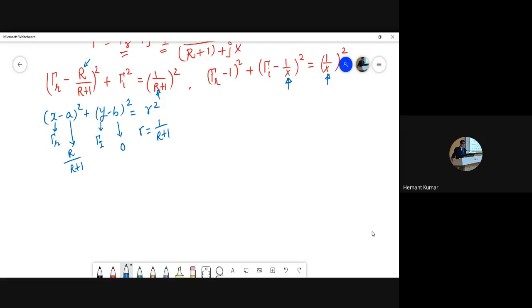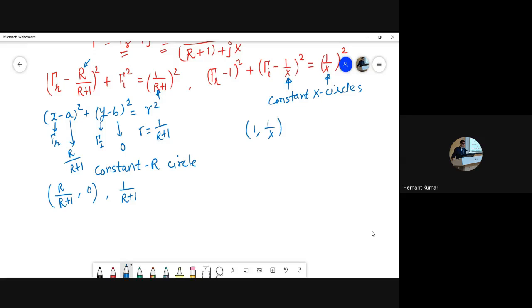This is known as the constant R circle equation. I will tell you the questions also based on this. The second is known as the constant X circle. The center of the constant R circle is (R upon R plus 1, 0), and the radius is 1 upon R plus 1. For the constant X circles, the center is (1, 1 by x), and the radius is 1 by x.